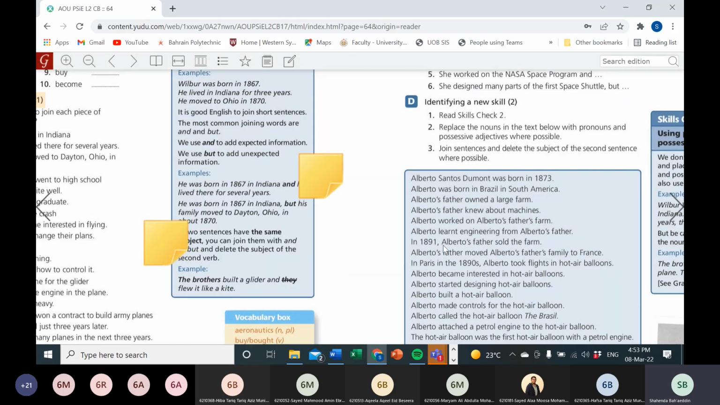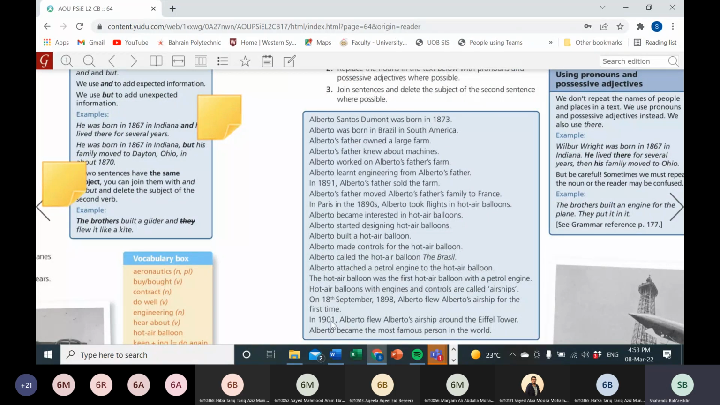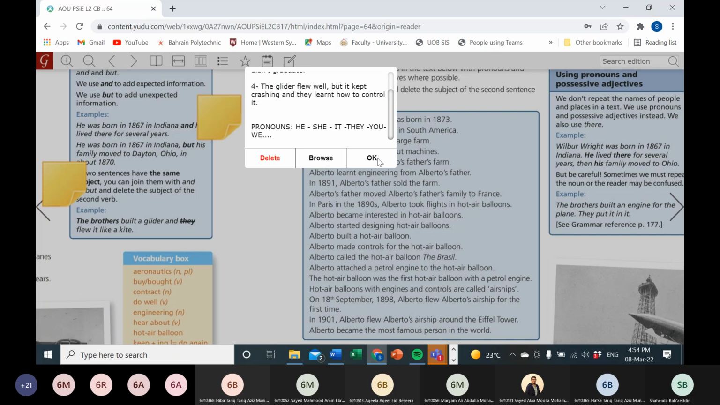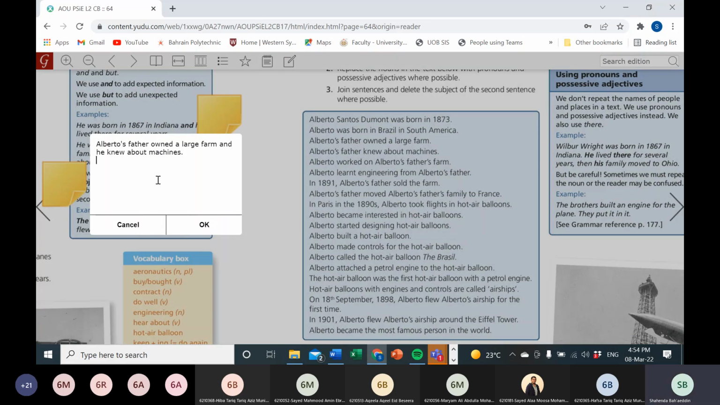Okay, very good. Let us take the last two sentences. In 1901, Alberto flew Alberto's airship around Eiffel Tower. Alberto became the most famous person in the world. In 1901, Alberto flew. In 1901, he flew it around the Eiffel Tower and became the most famous person in the world. Not it. And you can say Alberto, no problem.